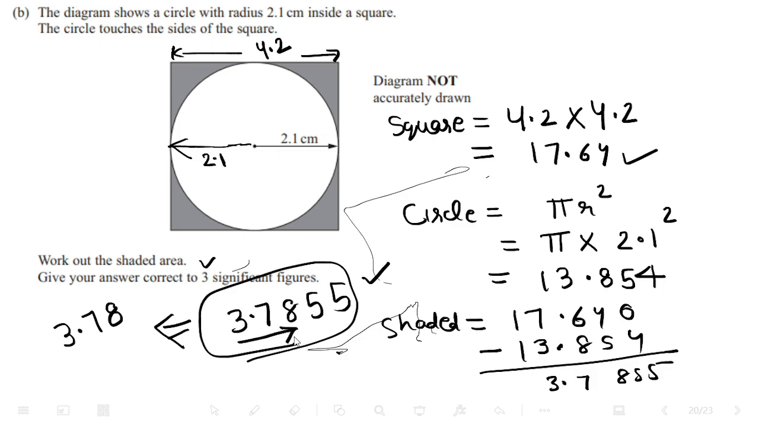Now see this digit. This is 5. So in this case, we have to add plus 1 to the number next to it, right? Are you getting this? So the three significant figure answer is 3.79. I hope you got this pattern. Can we proceed to the next question? Okay, great.